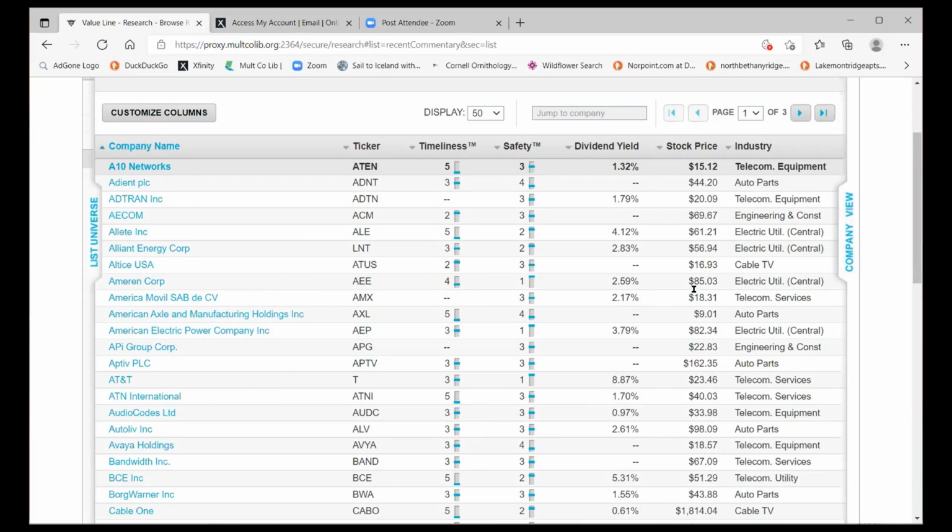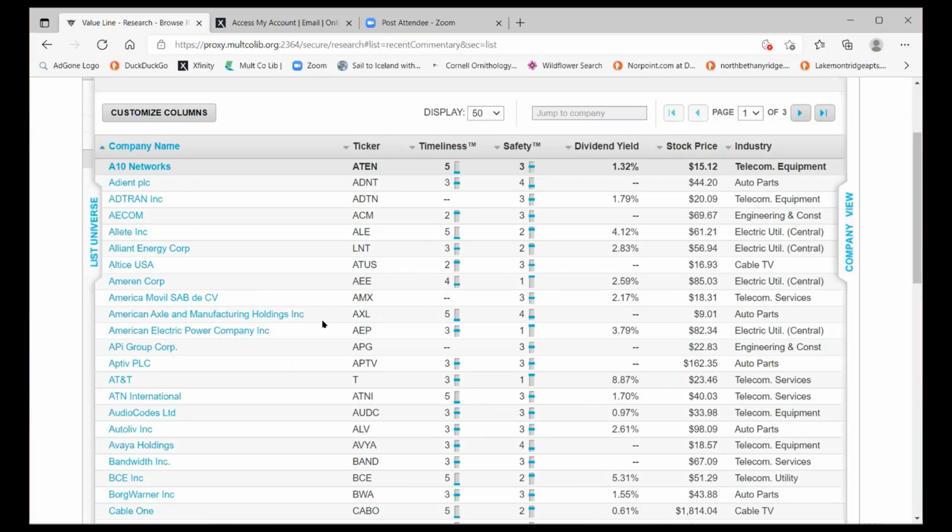So Amaron right here, I just happened to be looking at it, is 85. So that I have $17,000 to buy 200 shares of Amaron, which I could then write calls against or have available to write puts against if I don't like the stock.